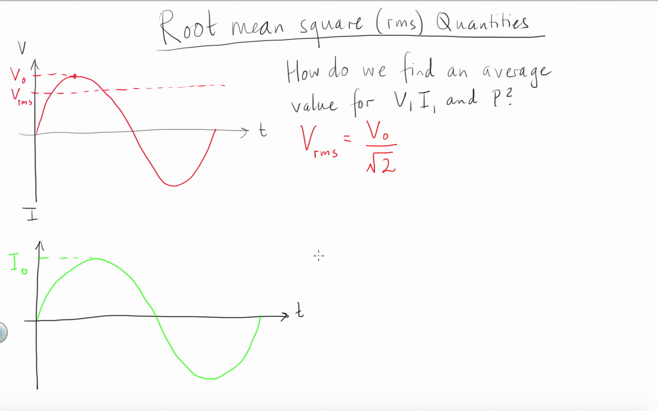Likewise for current, the RMS value for the current is equal to the peak value for the current divided by square root of 2, which again is about here on the graph.